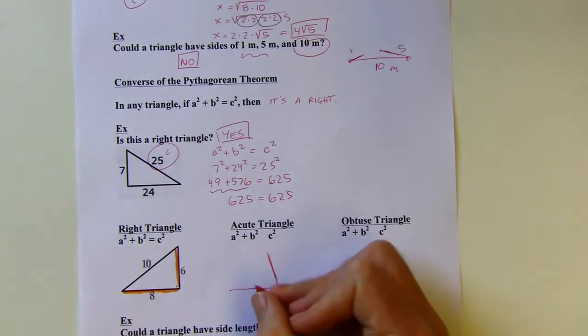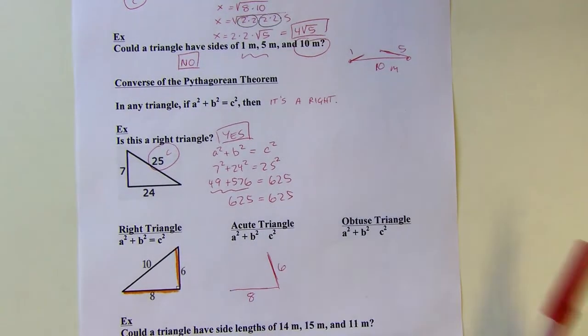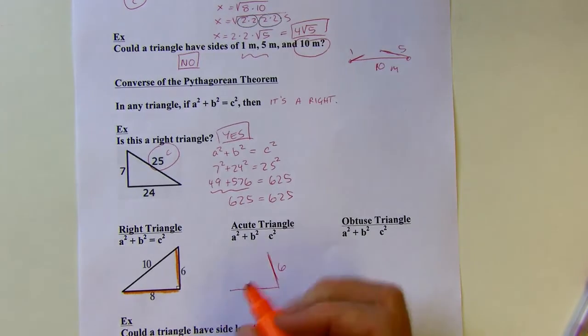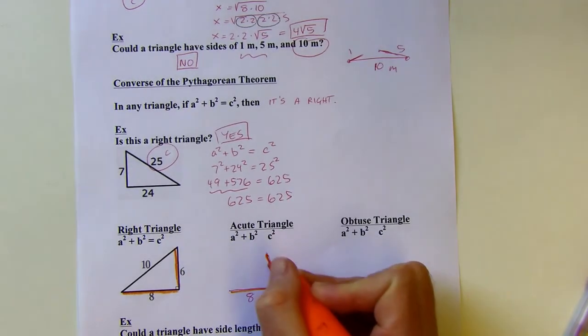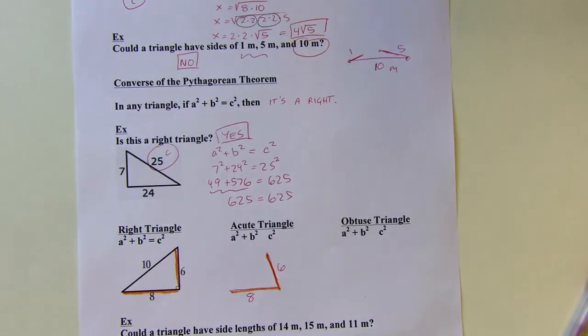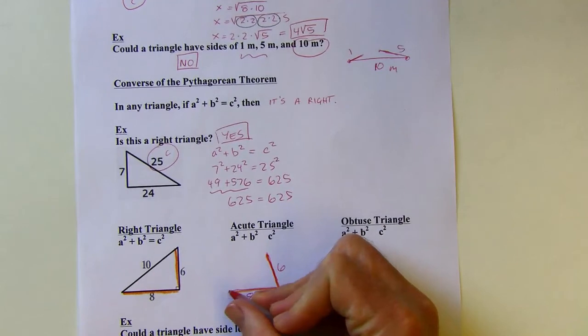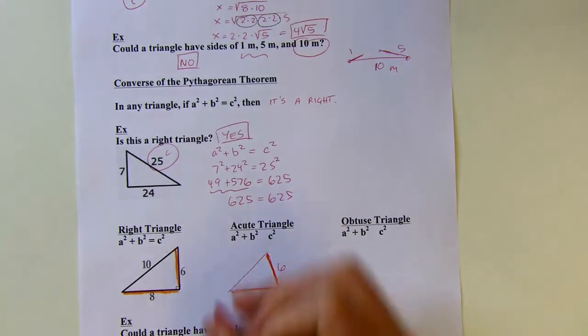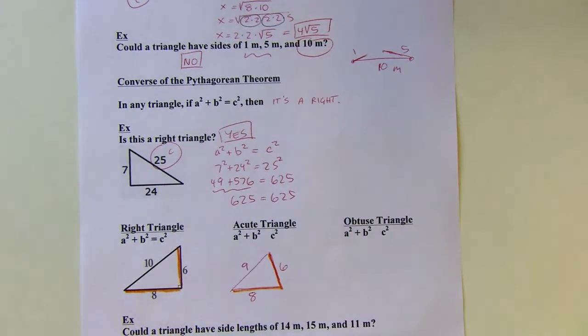Okay, so I'm still going to say that this is 8 and this is 6. So that was my hinge there that I closed a little bit. Okay, and then let's say now that I closed this, this can't be 10 anymore. It's got to be less than 10. Let's just make it 9 for a nice round number. Okay, so this would have to be an acute triangle then.